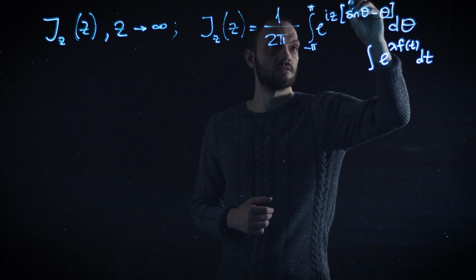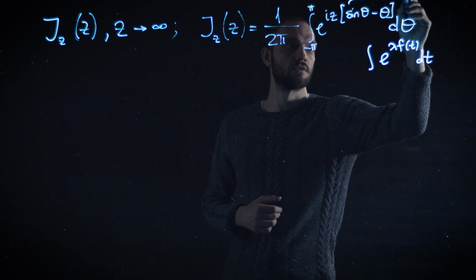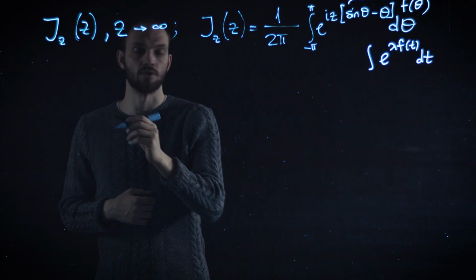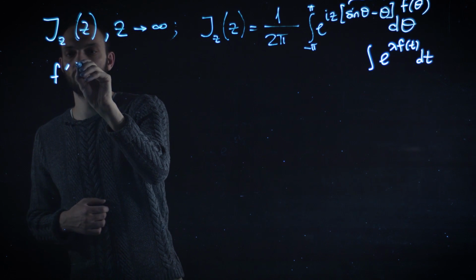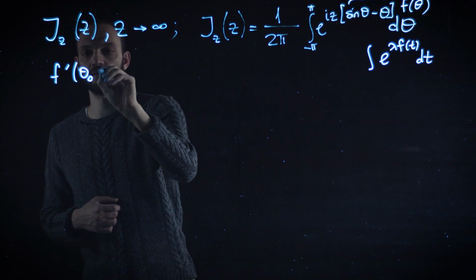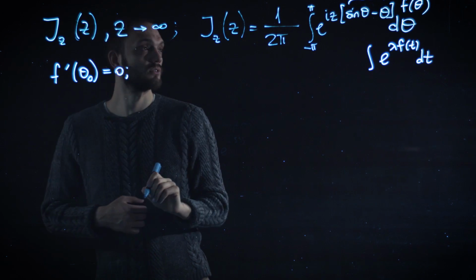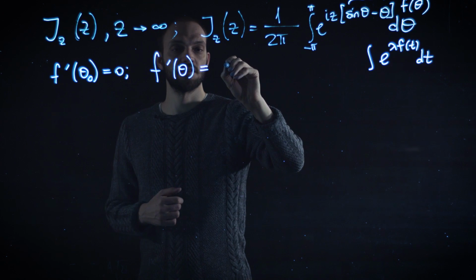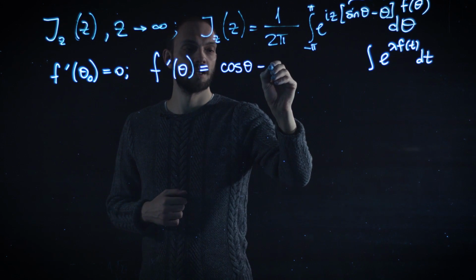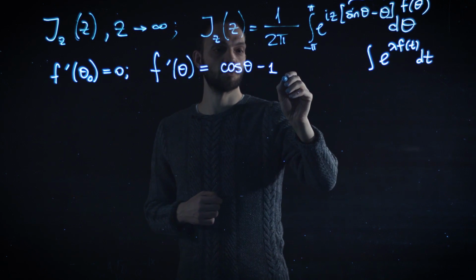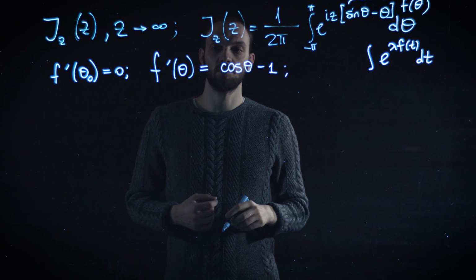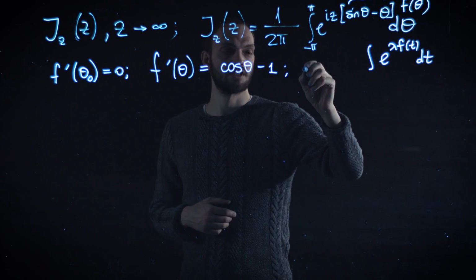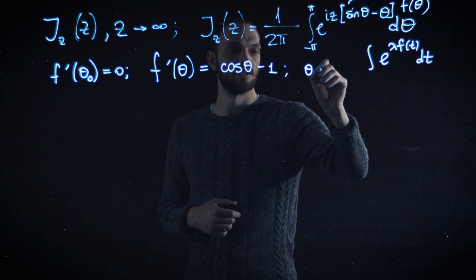So this function has a standard notation of f of theta. And now let us search for stationary points. So we need to solve the equation f prime of theta equal to 0. In order to do this, let us calculate the first derivative. f prime of theta equals cosine theta minus 1. And we see immediately that inside the integration domain itself, already on the real axis of theta, there is a stationary point. And the stationary point is theta equal to 0.